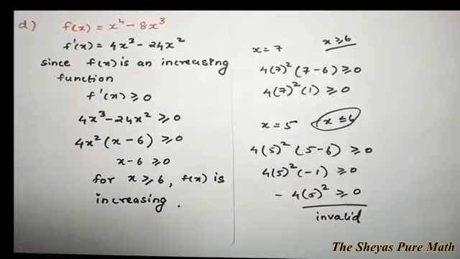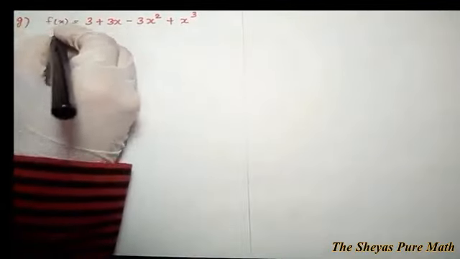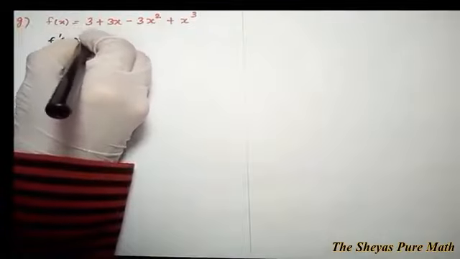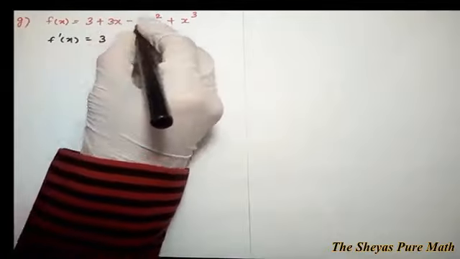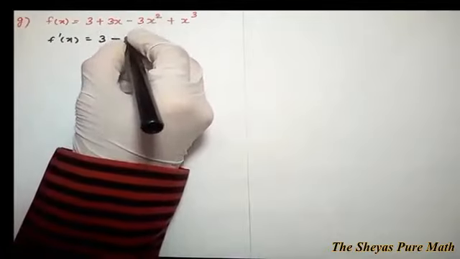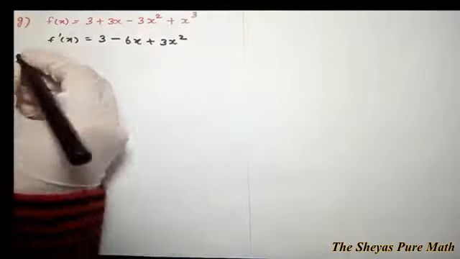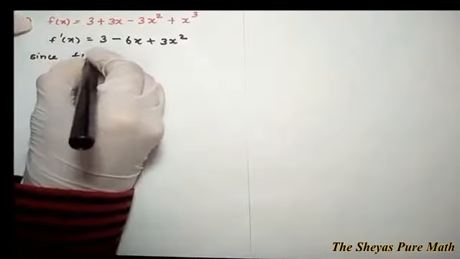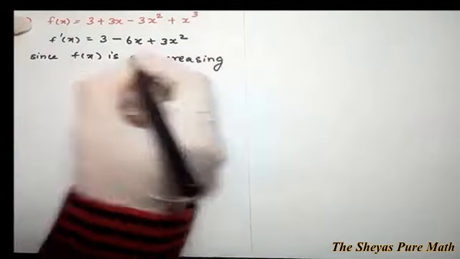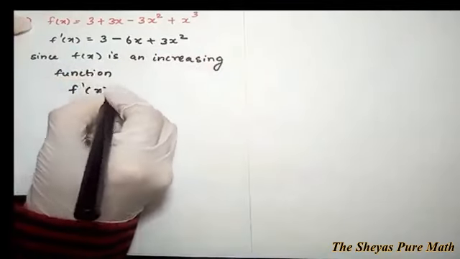The given function is 3 plus 3x minus 3x square plus x cube. So what is the first step? F dash of x. So when you differentiate 3, it is 0, and 3x differentiation is 3, minus 3x square differentiation is minus 6x, and x cube differentiation is 3x square. Since f of x is an increasing function, our condition is f dash of x is greater than or equal to 0.